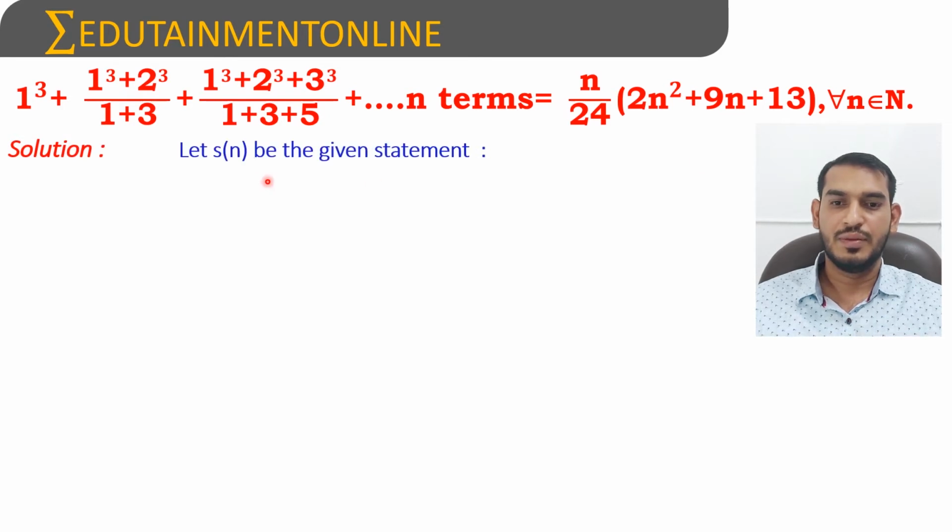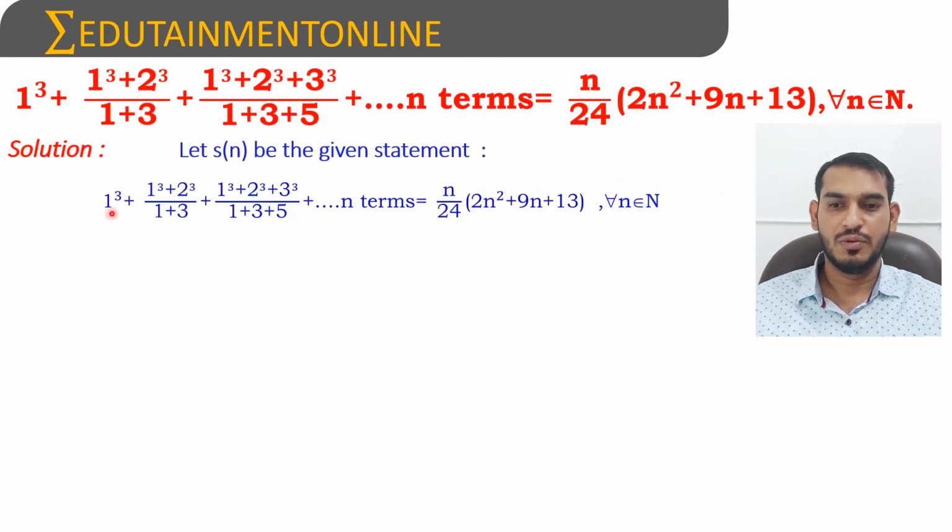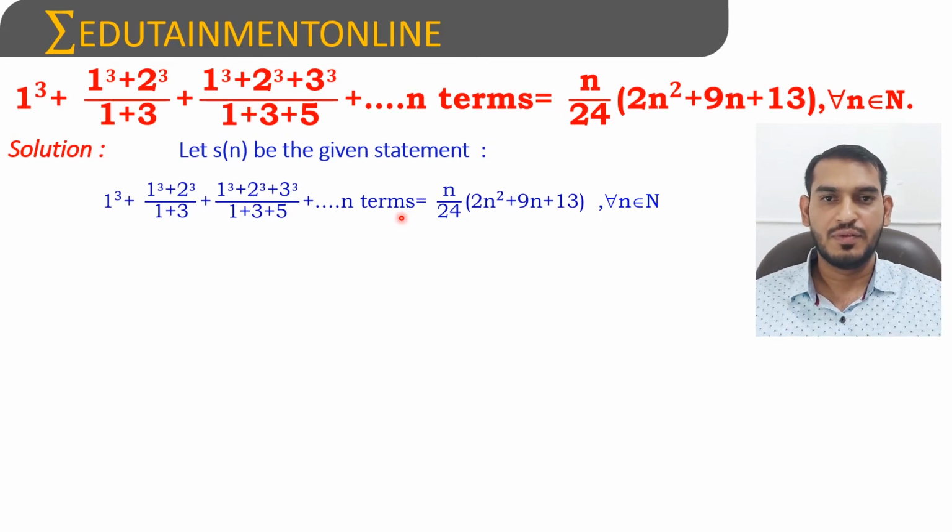So let S of n be the given statement, which is 1 cube by 1, plus 1 cube plus 2 cube by 1 plus 3, plus 1 cube plus 2 cube plus 3 cube by 1 plus 3 plus 5, and so on up to n terms. Here the nth term is not given. We have to find the nth term.